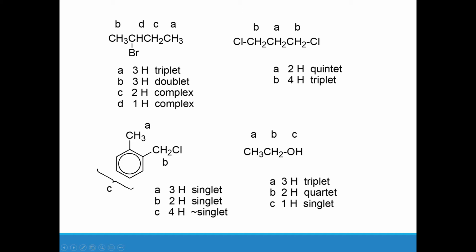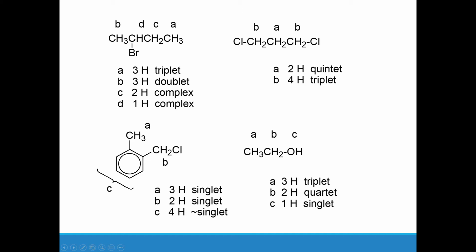And then for this molecule over here, since they have 3 different signals, A is a singlet because it doesn't have a neighboring hydrogen. 2 is also a singlet because, again, it has no neighboring hydrogen. And then the 4 on the benzene ring are also a singlet because they are on a benzene ring.